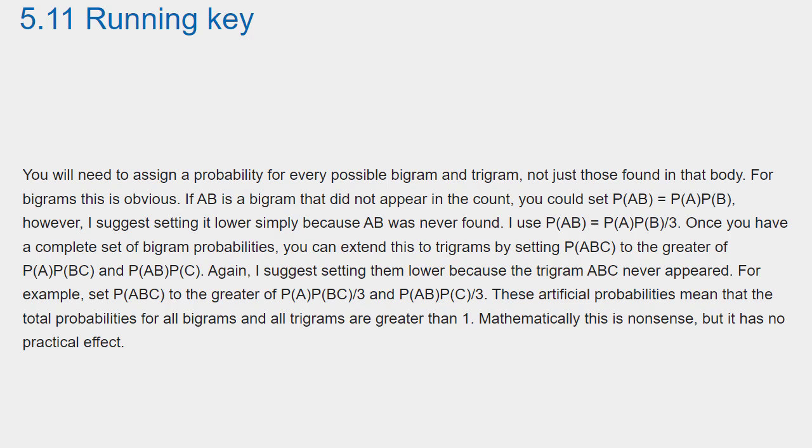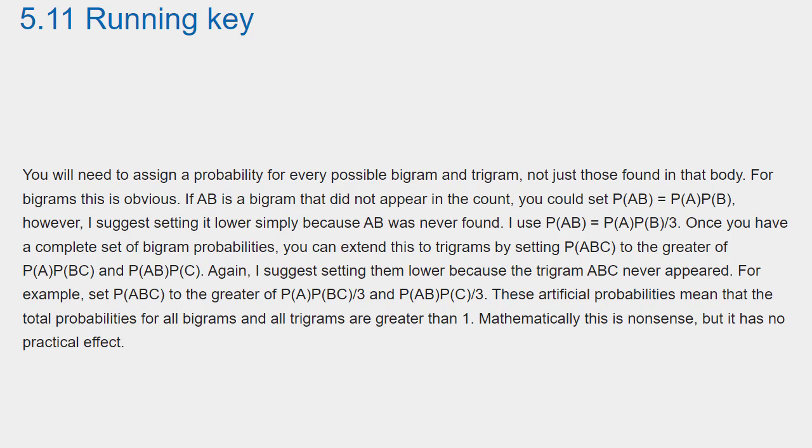For bigrams, this is obvious. If AB is a bigram that did not appear in the count, you could set P(A and B) equals P(A) times P(B). However, I suggest setting it lower simply because AB was never found. I use P(A and B) = P(A) times P(B) over 3.